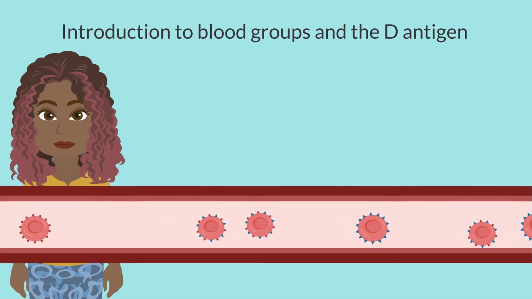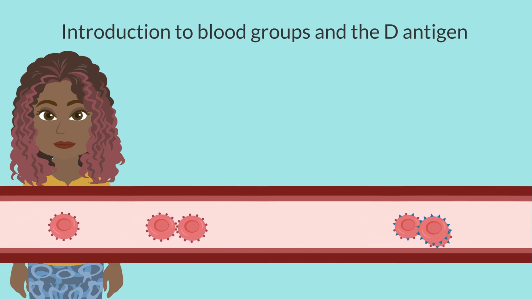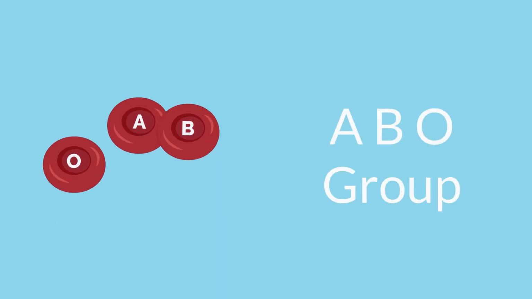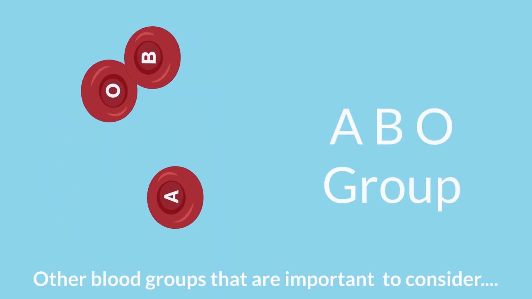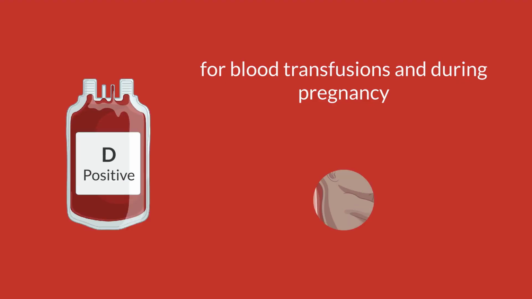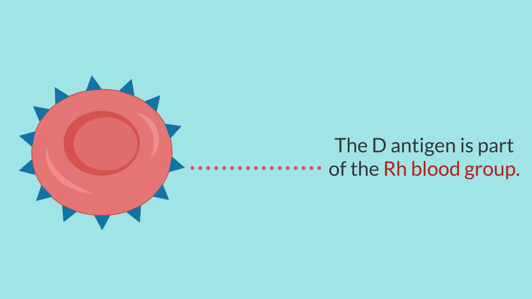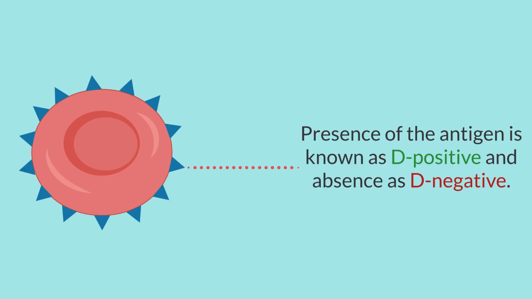There are many blood group antigens carried on our red blood cells. Each one of us has a different antigen set. We're all very familiar with the ABO blood group, but there are other blood groups that are important to consider for blood transfusions and during pregnancy. The D antigen is part of the Rh blood group system. Presence of the antigen is known as D positive and absence as D negative.